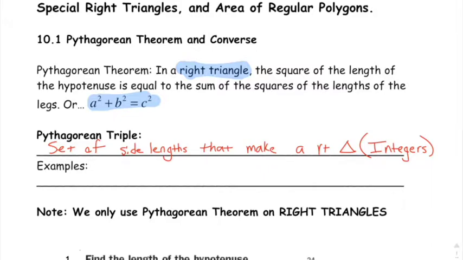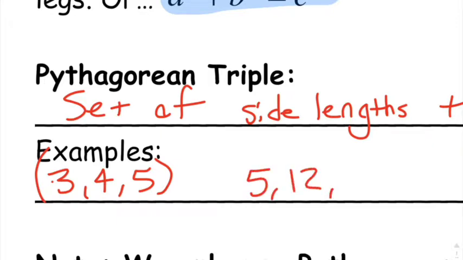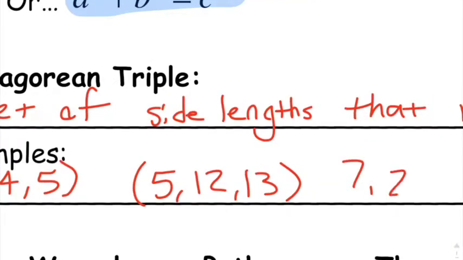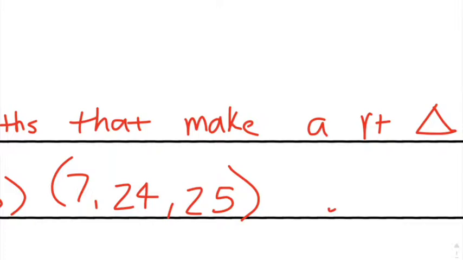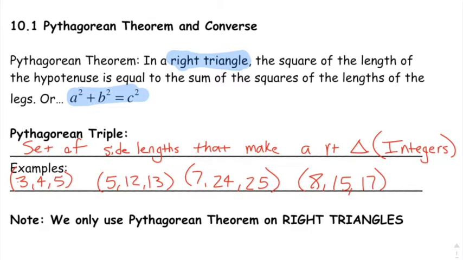And I got a couple of examples of these pulled up. So you have, for example, 3, 4, 5. That's a very common one that we see a lot. Sometimes you'll see this one, 5, 12, 13. 7, 24, 25. Every now and then we'll see that one, not as much. 8, 15, 17. Those are some of the common ones right there, and there's a bunch of other ones, and you can go on the internet and Google them.